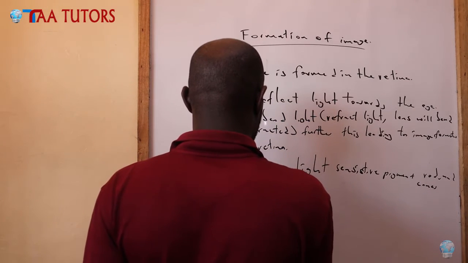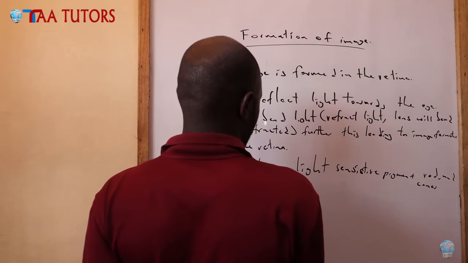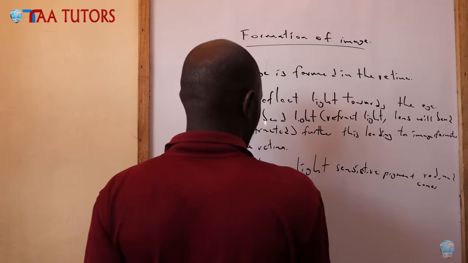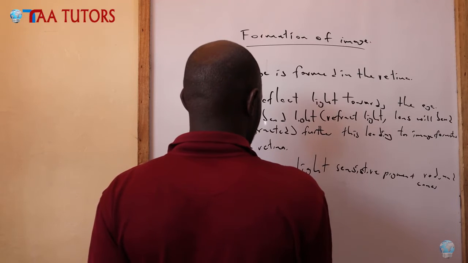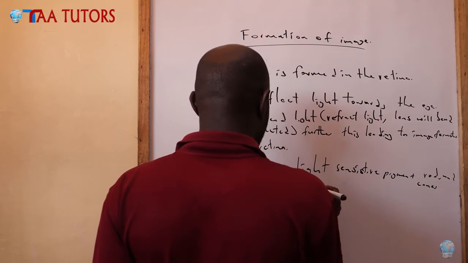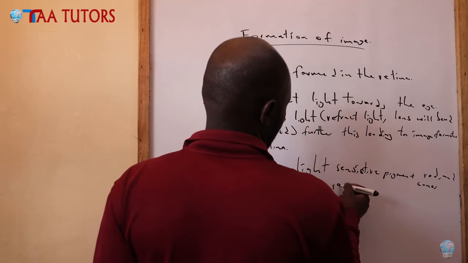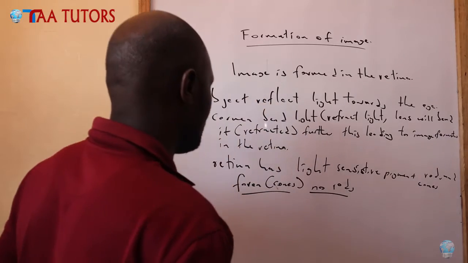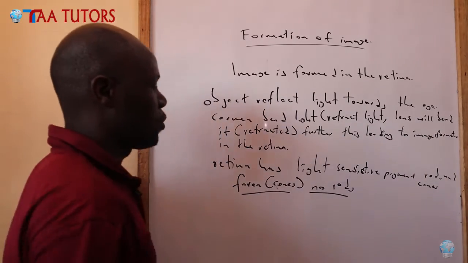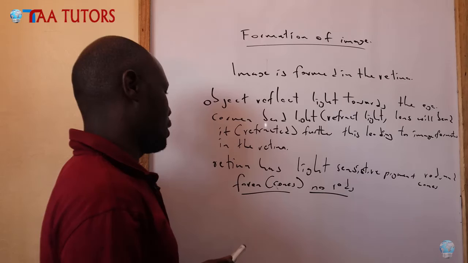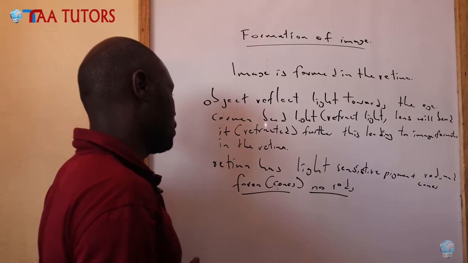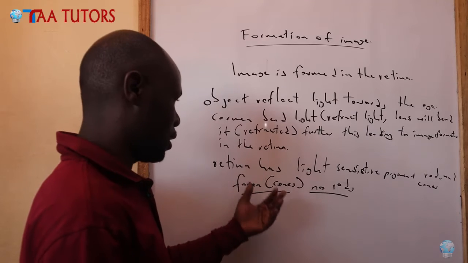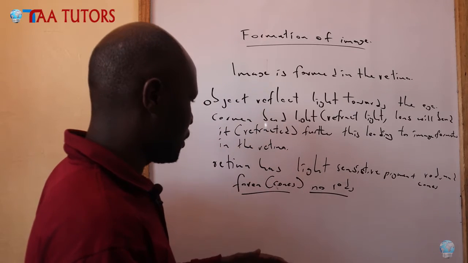Fovea is part of the retina, but it has a high concentration of cones. In this part, there are no rods in the fovea, so there are only cones there. So at that part of the retina, we can only see this particular pigment, which normally perceives light of high intensity.